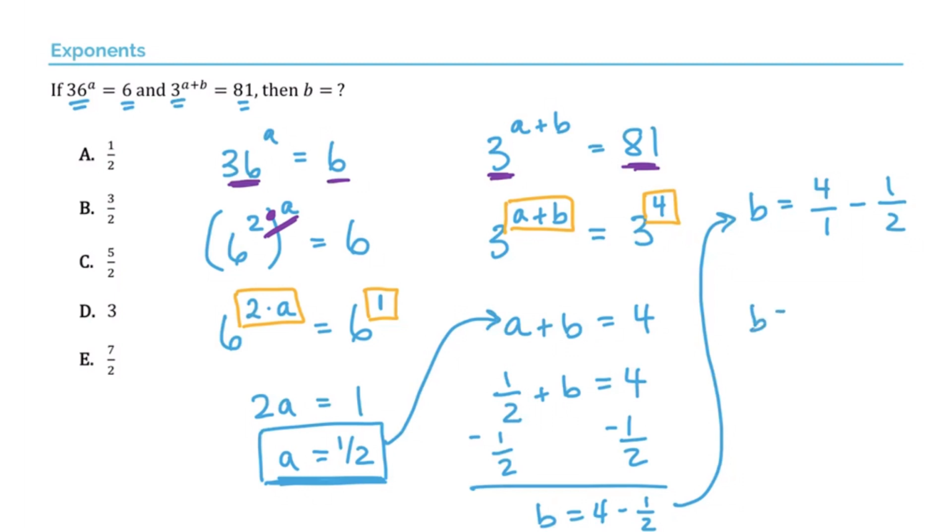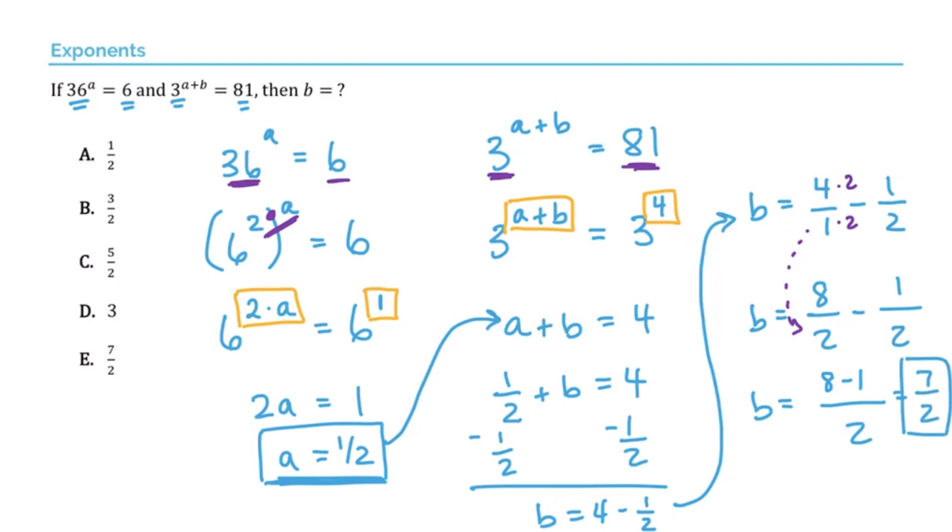Remember that for me to be able to combine those fractions, I need to have the same denominator. The smallest number that 1 and 2 will both go into is 2. How do I get from 1 to 2? I multiply by 2, so I have to do the same thing on the top and the bottom. 4 times 2 is 8. So 4 over 1 is the same thing as 8 over 2, minus 1/2. The reason we get the denominators the same is so that 2 stays on the bottom, and I can combine the top. 8 minus 1. My answer is 7 over 2, the value of b, so the correct answer is E.